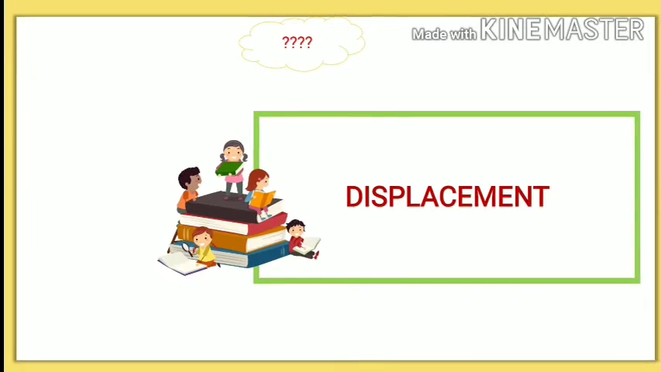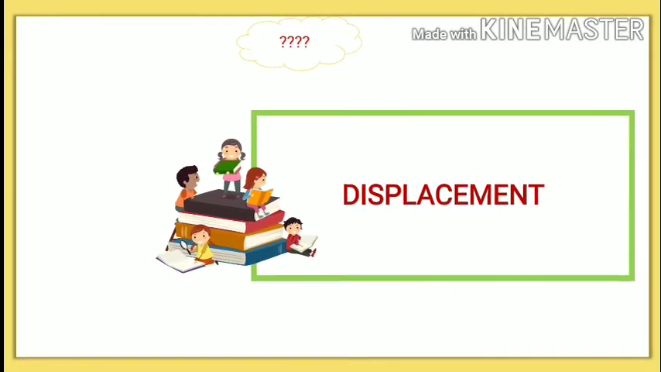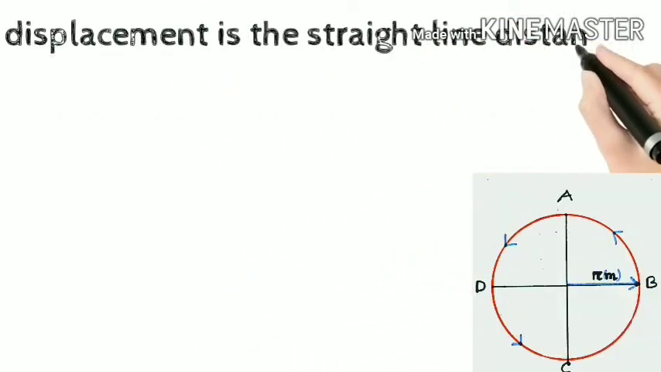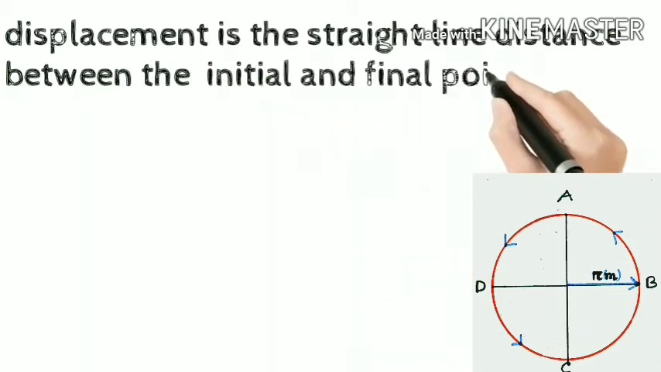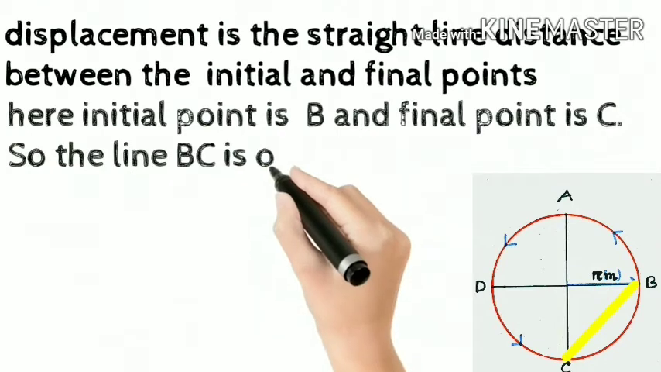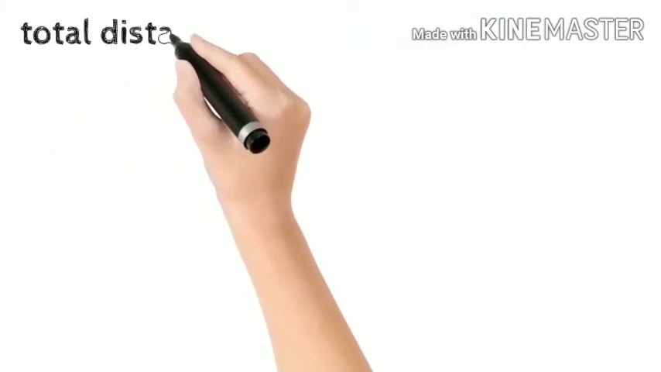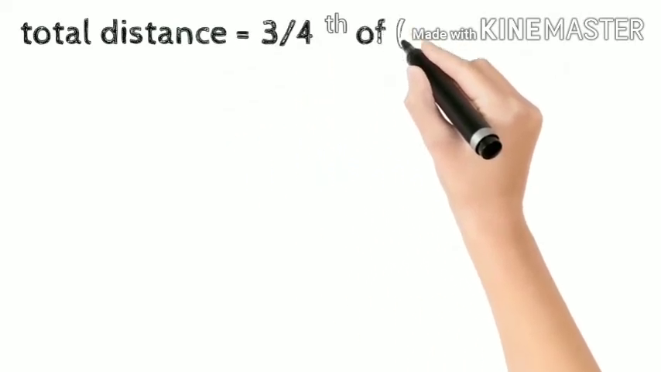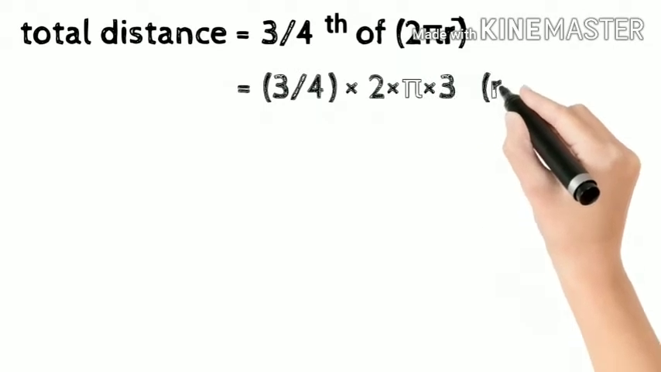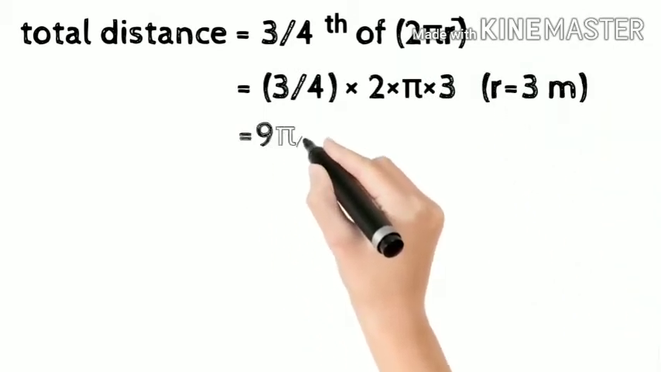To find out average velocity, we should know what is displacement. According to definition, displacement is the straight line distance between initial and final points. In this problem, initial point is B and final point is C. So, displacement is BC. Now, total distance is 3/4 of circumference, that is 2 pi r. Putting the value of r equal to 3 meter, we get total distance equal to 9 pi by 2 meters.